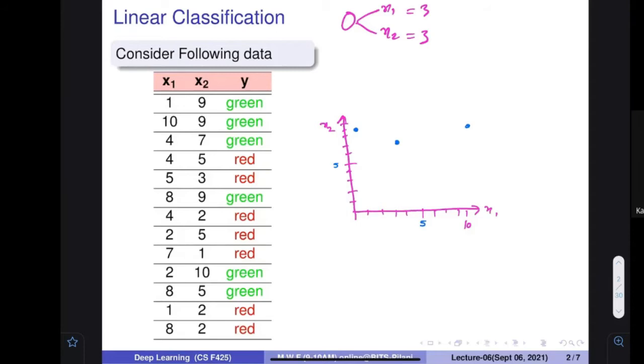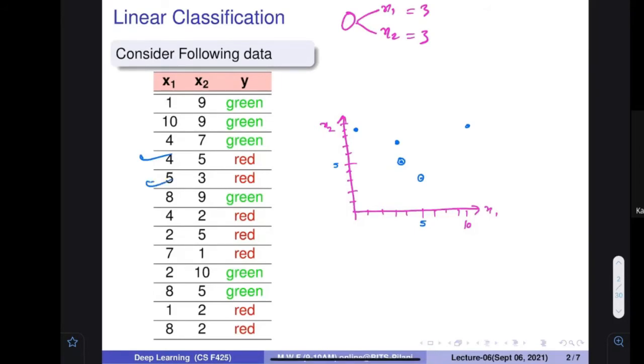The next point is 4, 5. Where is 4, 5? 4 and 5. This is the data point, but this data point is red this time. Next is 5, 3. 5 and 3. This is the data point, and this is also red.